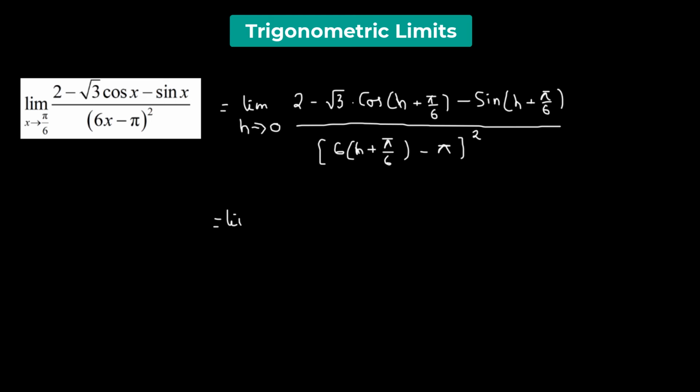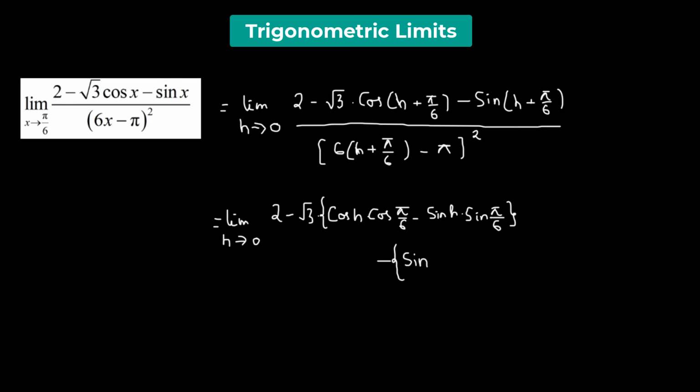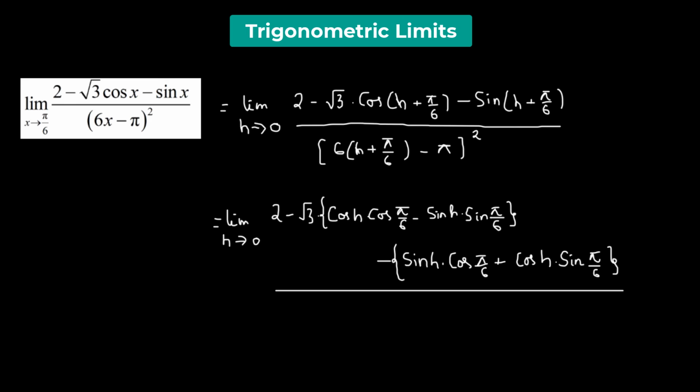So we have limit h tending to 0, 2 minus square root of 3 times cosine a times cosine b minus sine a times sine b, minus sine a times cos b plus cos a times sine b, whole divided by, so we have 6 times h plus 6 times pi over 6 will be pi, minus pi, whole squared. So the pi and pi get cancelled.